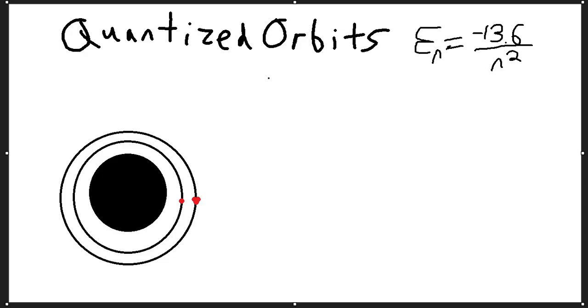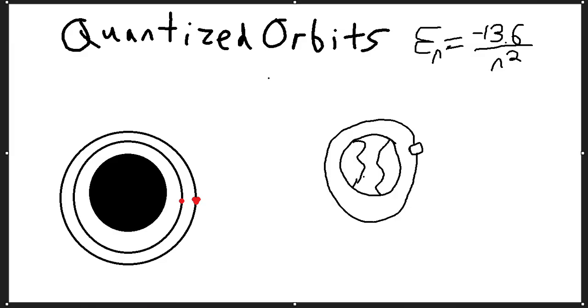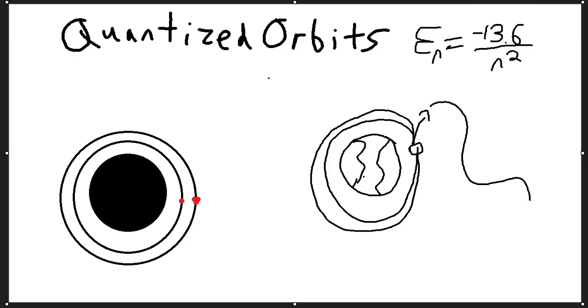Alrighty, so quantized orbits. What does this mean? Well, quantized orbits have discrete orbits. So say we have the planet Earth, and imagine that you have some spaceship going around the Earth. Now, normal rocket physics would tell you that you can take any orbit you want. You can go this way, go all over the place, and it's continuous.